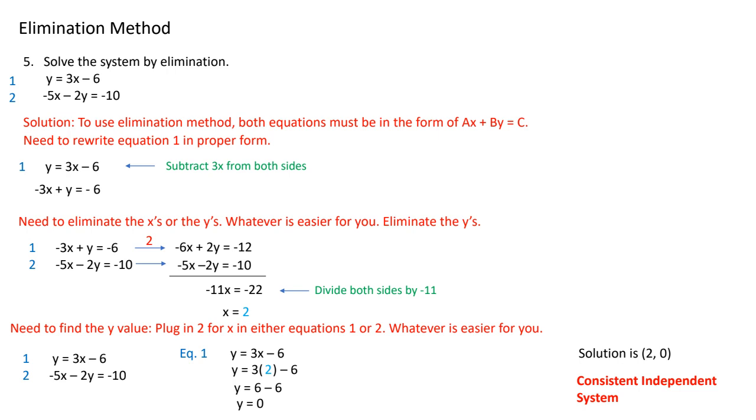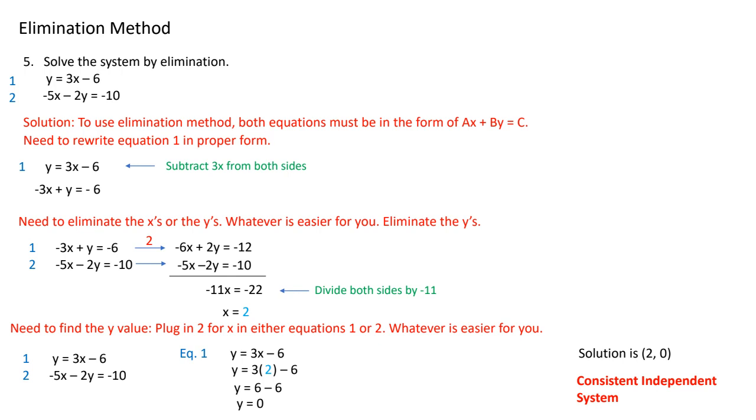So the 2 gets multiplied to the negative 3x. The 2 gets multiplied to the y. The 2 gets multiplied to the negative 6. So when I do this, I get negative 6x plus 2y equals negative 12. Now, if I add these two equations together, you'll see that I got rid of my y.